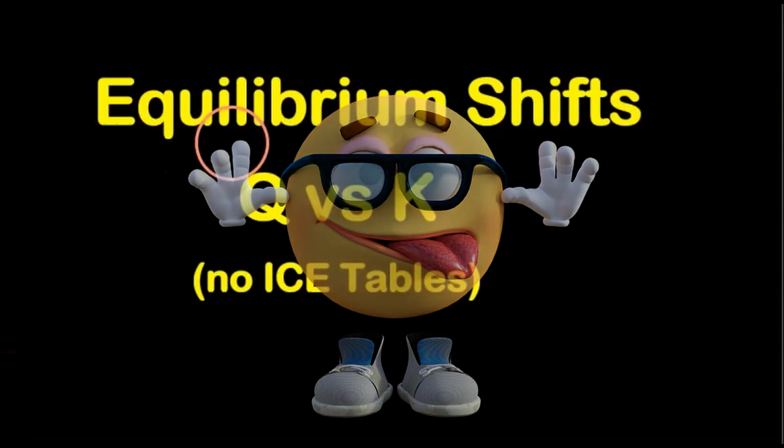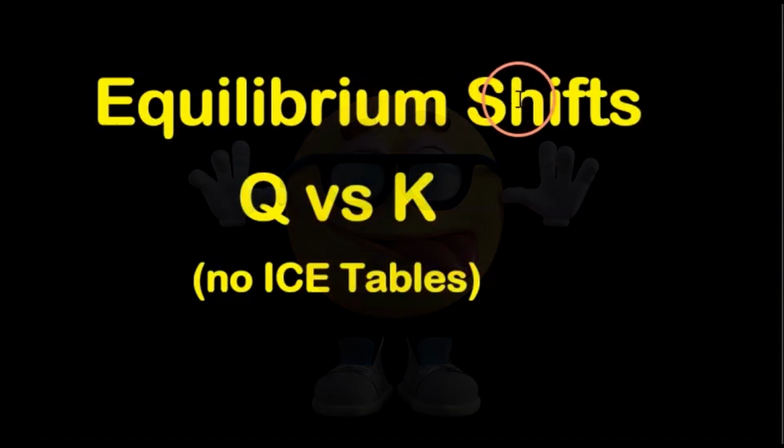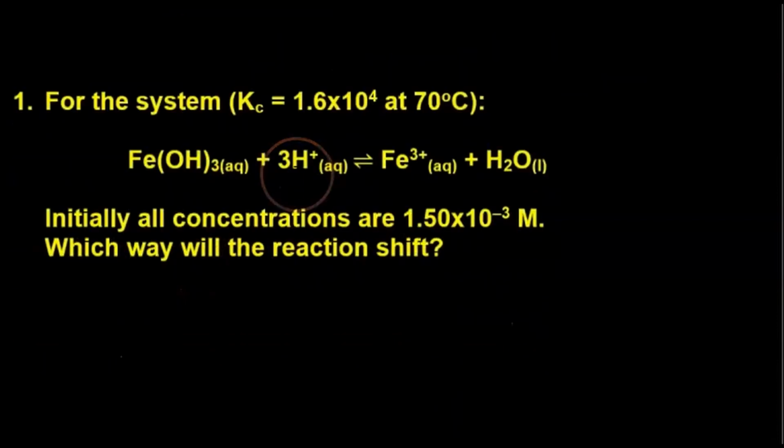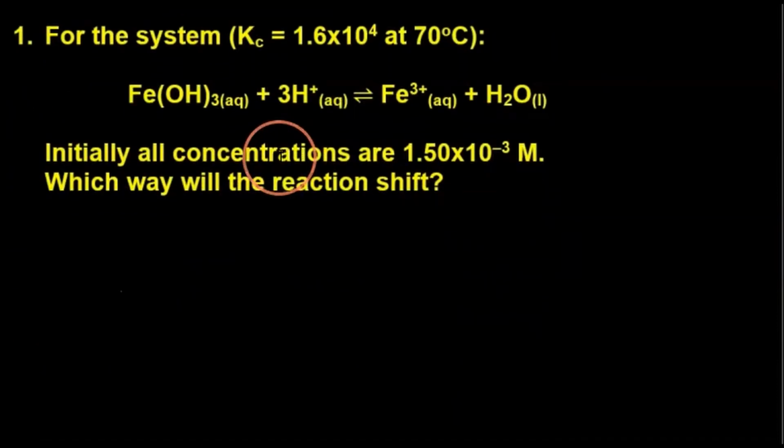My friends, we're going to determine which way a reaction will shift by comparing the reaction quotient Q, sometimes seen as K trial, versus the equilibrium constant K. We're going to do that without using ICE tables, by going through some real exam problems that may be coming up on your midterm or final exam. So let's jump into it.